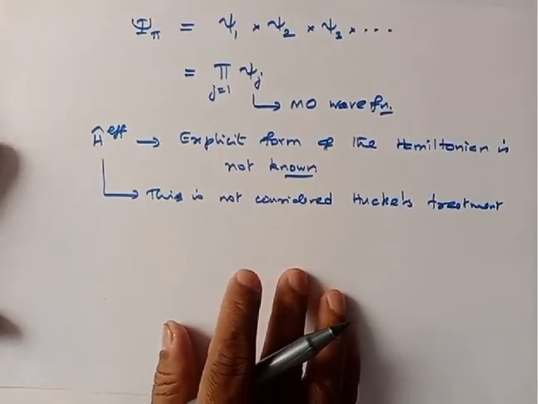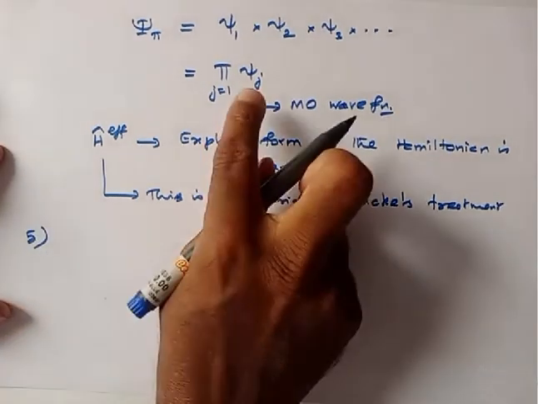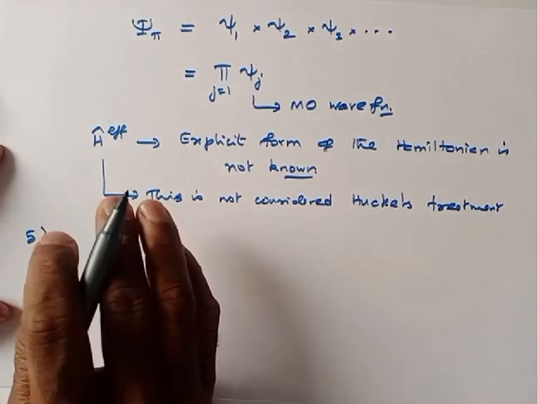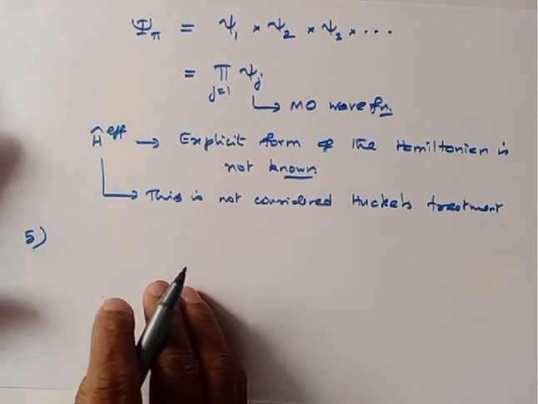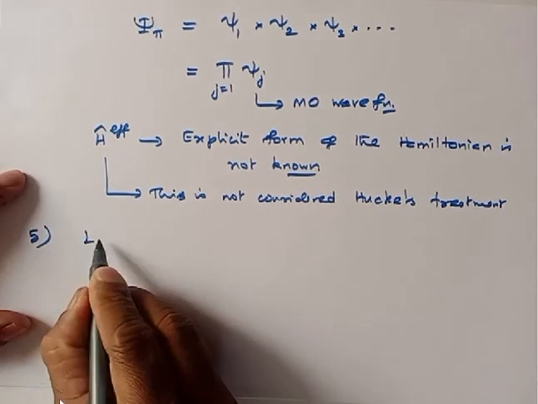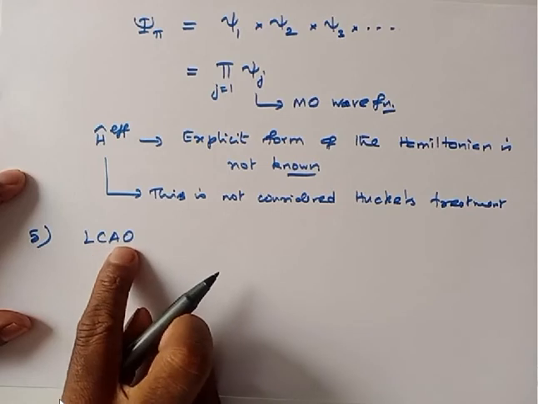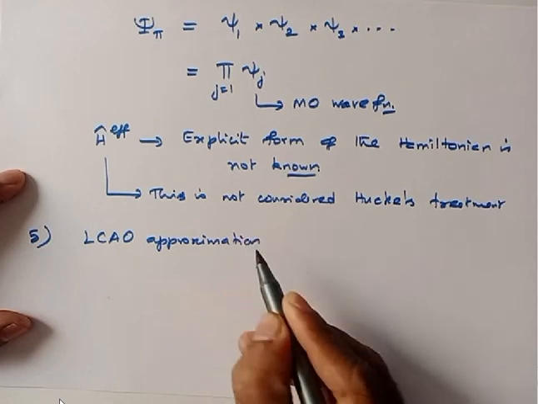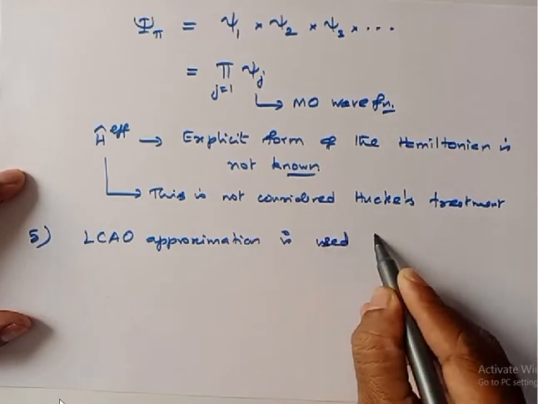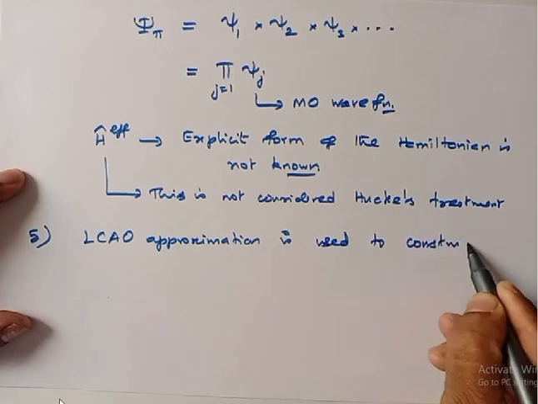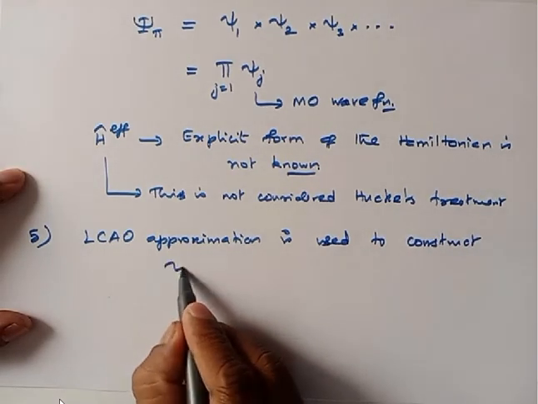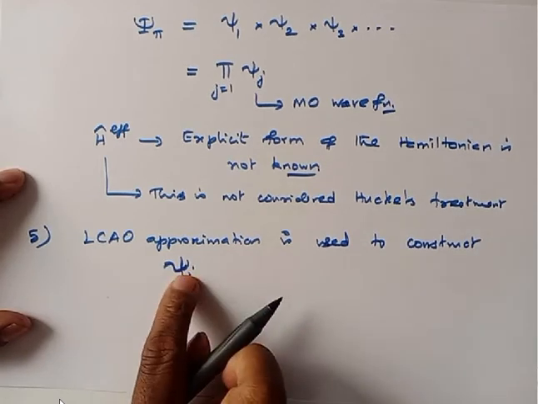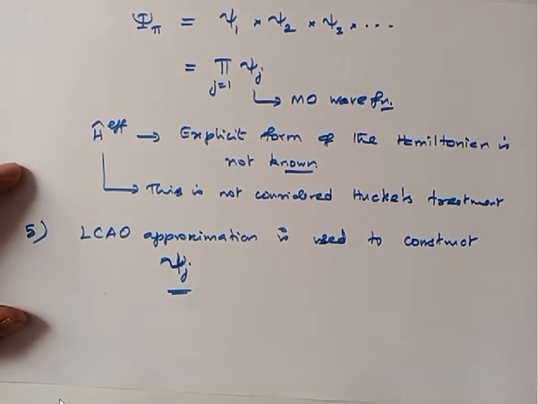So the next important assumption that Huckel made is how to get the wave function for the jth molecular orbital. For this, Huckel used the LCAO approximation, linear combination of atomic orbital approximation, to construct the molecular orbital wave function psi j. So each molecular orbital wave function psi j is constructed using a linear combination of atomic orbitals.